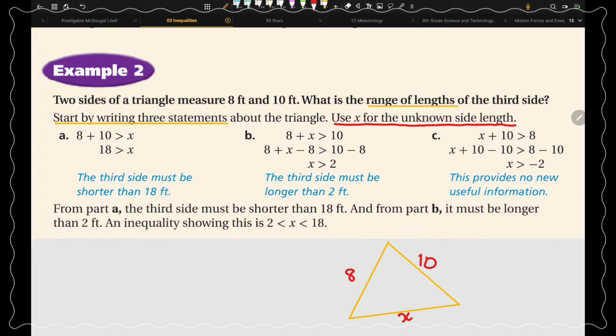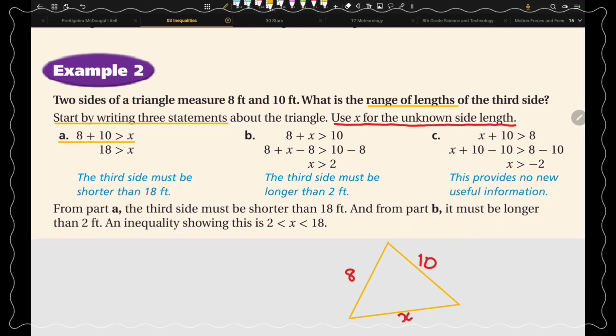So first, we know that 8 plus 10 has to be bigger than x, right? So if we add the side that measures 8 to the side that measures 10, whatever we get from that sum should be bigger than x. That's what this statement is saying. So here we have that statement.